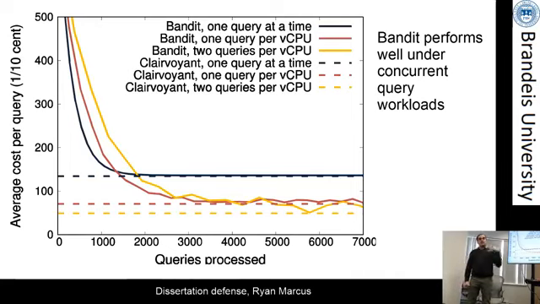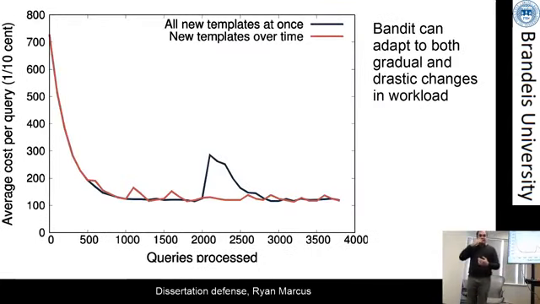If we oversubscribe our machines and run 2 queries per virtual CPU core, we get a lot more variance. That's the bottom 2 lines, a lot of spikes, a lot of bouncing. But again, Bandit doesn't quite get as close, but it seems to approximate that greedy line. So this is a great result for real world cases where you obviously want to take advantage of query parallelism.